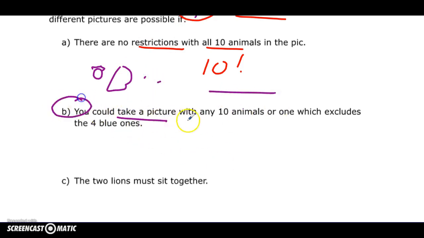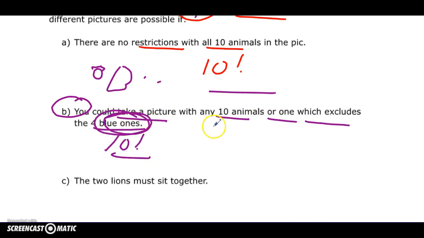Here's a different situation. You could take a picture with any 10 animals or one which excludes the 4 blue ones. So here's the 10 animals, and the 4 blue ones are gone. Real simple. All you do is throw them out the window. You don't have to throw them out the window. All you do is say, hey, sit over here. And you put them over there.